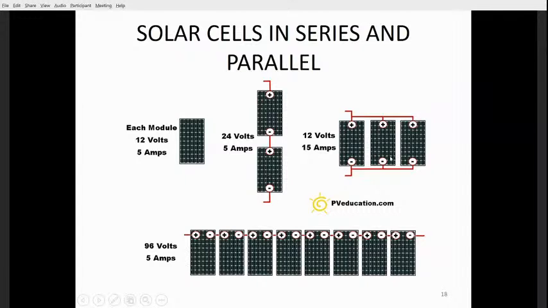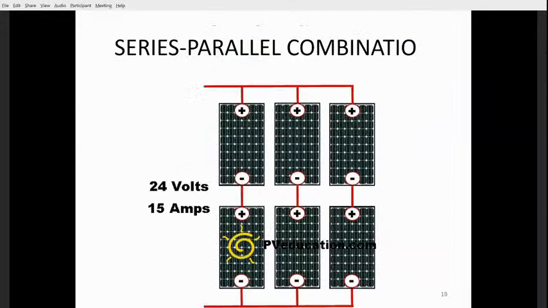And if I connect them in parallel, the voltage remains constant, and the current will increase. So 5 plus 5 plus 5 will be 15. Similarly, 96 volts and 5 ampere. In this manner, we connect the solar panels to increase or decrease our voltage and current capacity depending on our requirement. Now, series parallel combination.